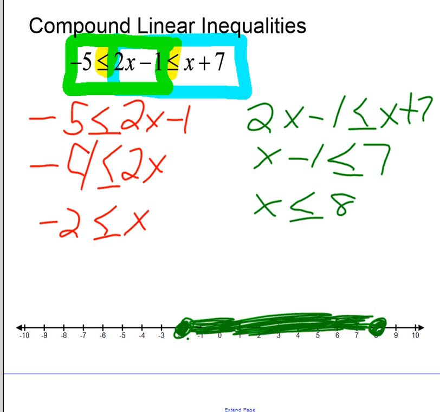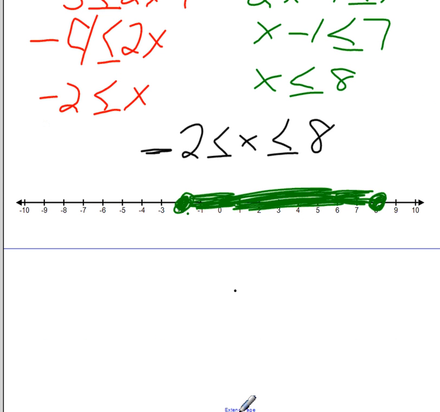And I can write my solution as a compound inequality. So it looks like this. Between -2 and 8. Okay. I can also use interval notation, which I'm going to do right now. This is a closed interval because the endpoints are included. So all of the numbers between -2 and 8. Your tests are going to ask you to express your answers in interval notation. Make sure you know how to use it.